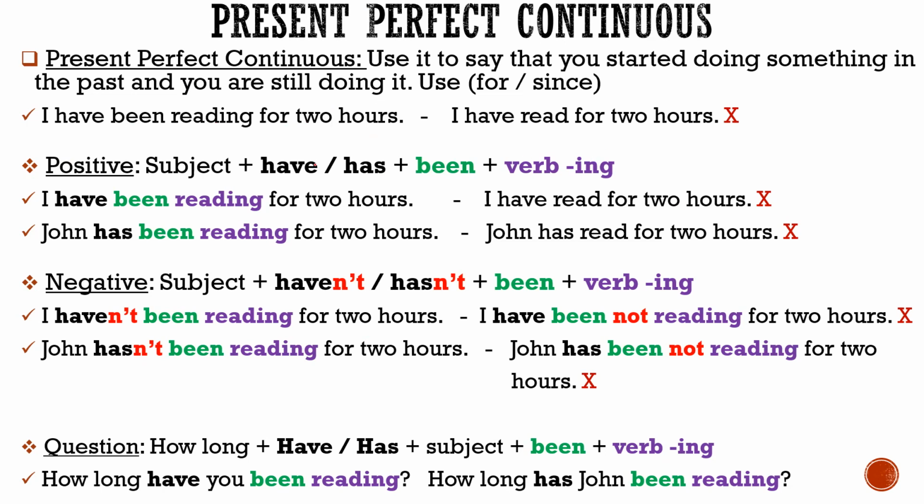That's wrong. Okay, so how do we make present perfect continuous to say that we started to do something in the past and we are still doing it? Okay, the subject is always there. Again, have or has.